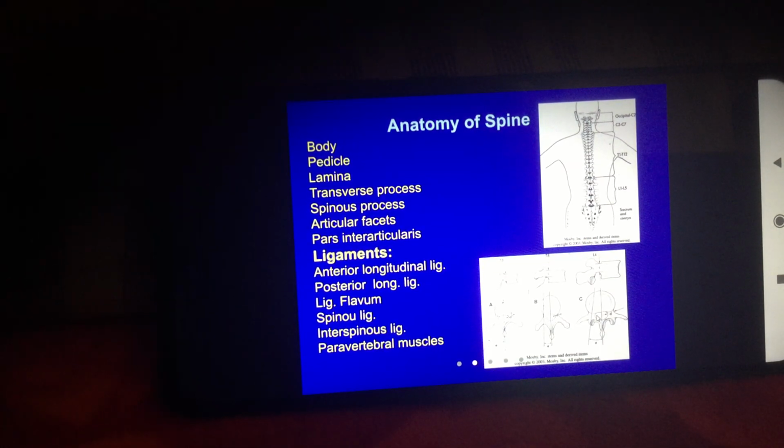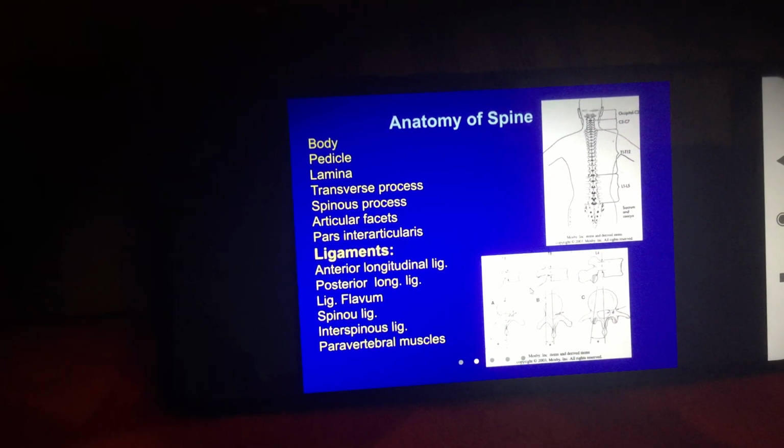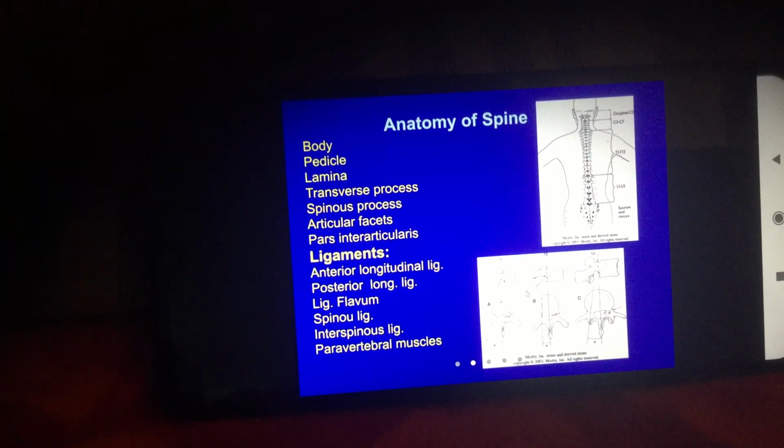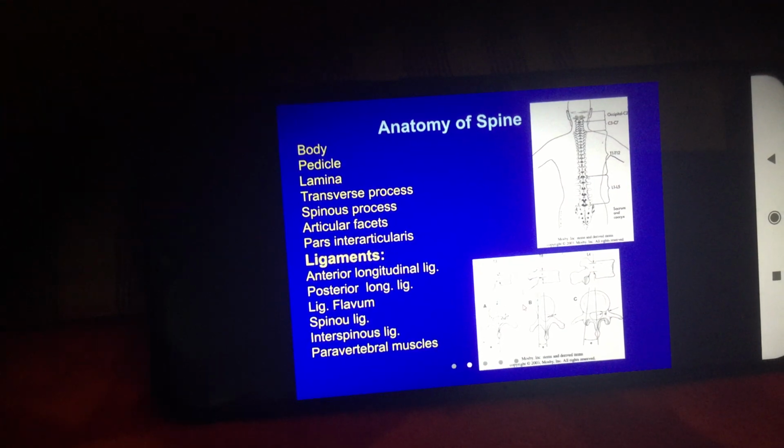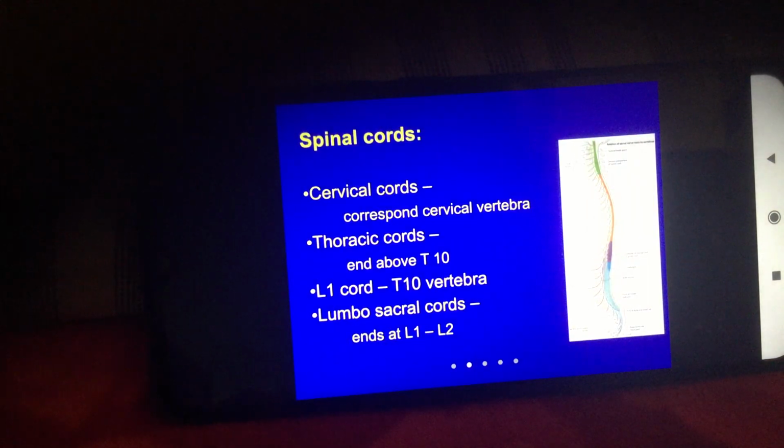In this part, there is a ligament that is yellow in color. We call it the ligamentum flavum. And in between the spinous processes, there are the spinous ligaments: the interspinous ligament and the supraspinous ligament posteriorly. Along with the ligaments and vertebral body, for the stability of the vertebra, we have paravertebral muscles. Muscles support us to maintain the erect position of the spine or the whole body. This is about the anatomy.